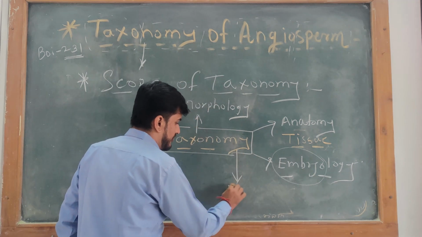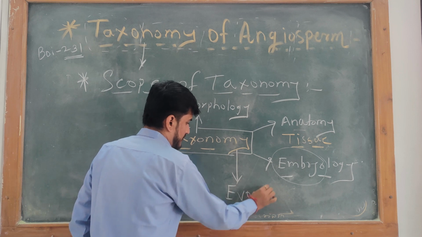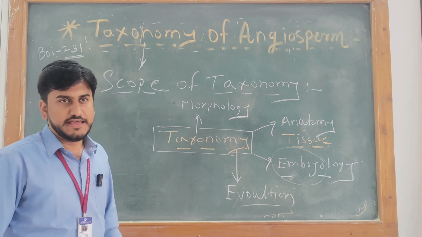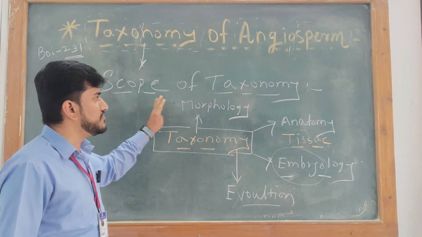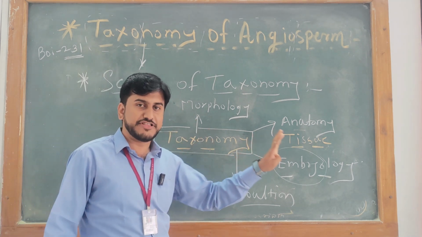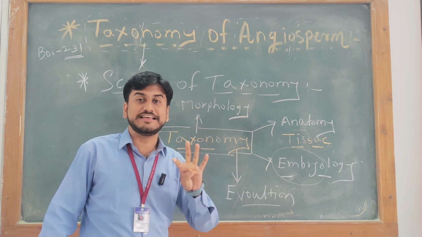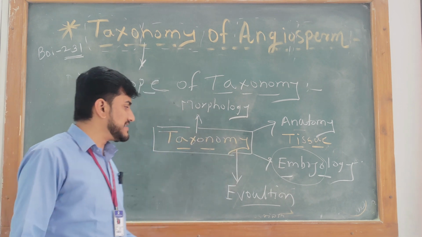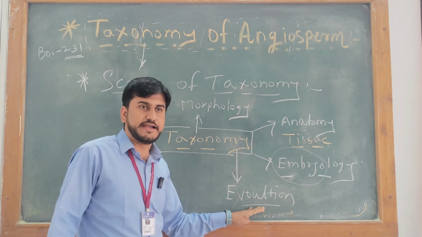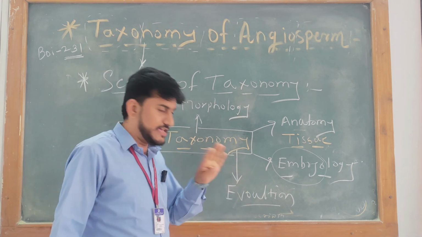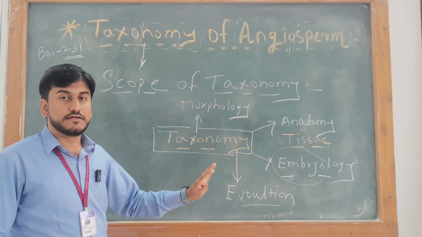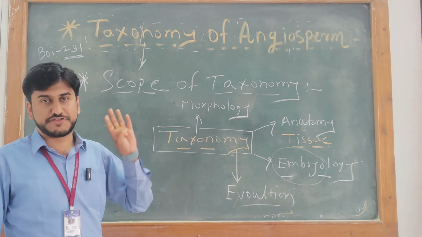Next one is evolution. So this is the base of taxonomy, means plants are classified into different groups, cryptogams and phanerogams, according to scientists George Bentham and J.D. Hooker. They studied the evolutionary period, they studied evolution and they classified the plants into different groups.